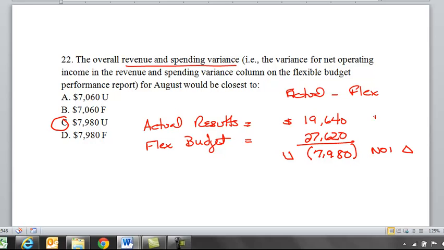So again, what I did here is my net operating income. Revenue minus my expenses for actual gives my net operating income. Then the flexible budget. When you take the difference, actual minus flexible budget, I get a negative. And because I'm looking at the difference in net operating income, a negative, just like a negative revenue difference, is unfavorable. They said the overall revenue and spending variance is just another way of saying net operating income. That's why they said the variance for net operating income. So the overall revenue and spending variance gives you the bottom result. It's asking what is your difference in net operating income from your actual versus your flexible.